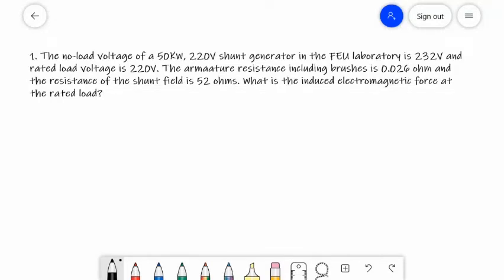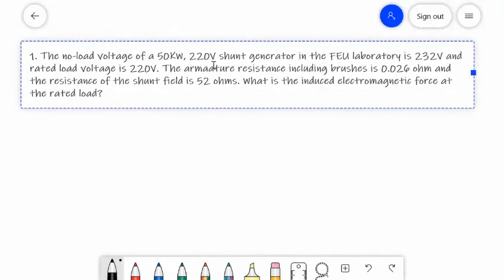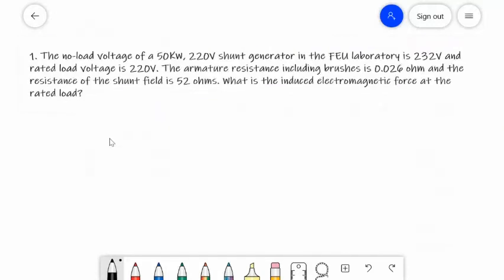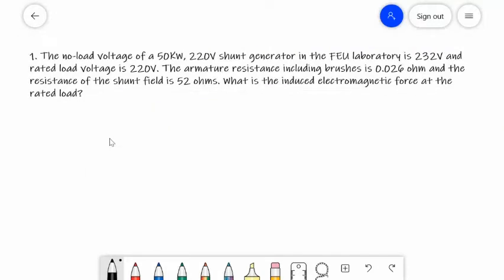So example number 1. The no load voltage of a 50 kilowatt 220 volts shunt generator in the FEU laboratory is 232 volts, and the rated load voltage is 220 volts. The armature resistance including brushes is 0.026 ohm, and the resistance of the shunt field is 52 ohms. What is the induced electromagnetic force at the rated load?